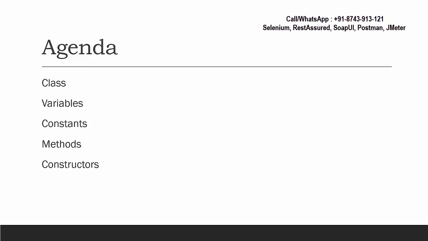And one more thing I want to explain here: if you get an understanding of class, variable, constants, method and constructor, then it will be easy for you to perform activities in Java and write automation code. So let's move to the Eclipse.